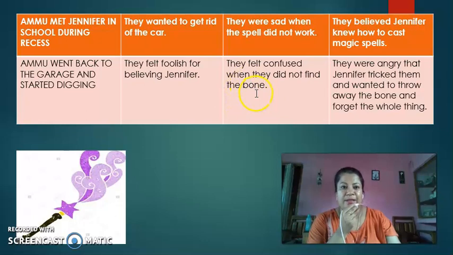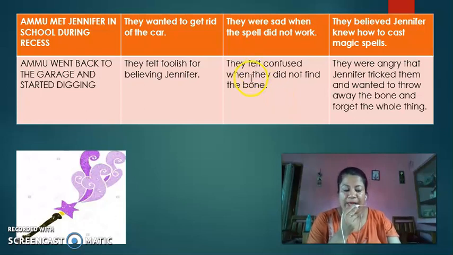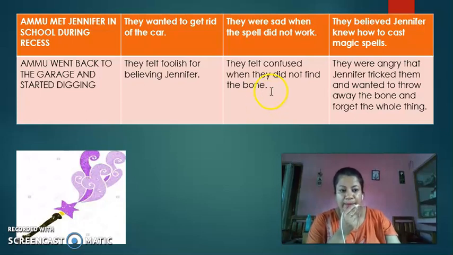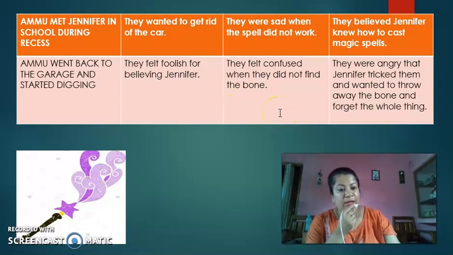Then they felt confused. After they started digging, they felt confused when they did not find the bone. They felt confused as to where the bone had gone. They felt like the magic did not work. But now when the bone was suddenly not there, they thought that, oh, maybe it really did work, and our car is really a very lucky car, and it's a lucky car because daddy could have got very hurt. So they felt very confused.